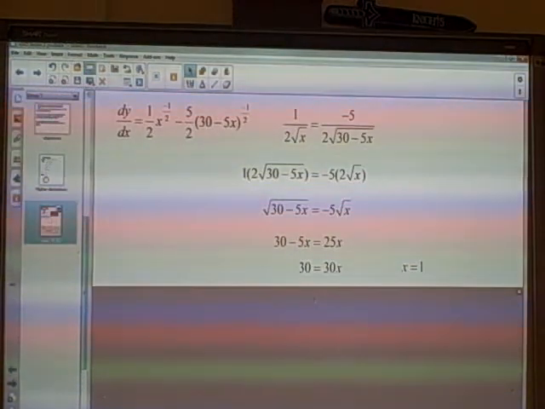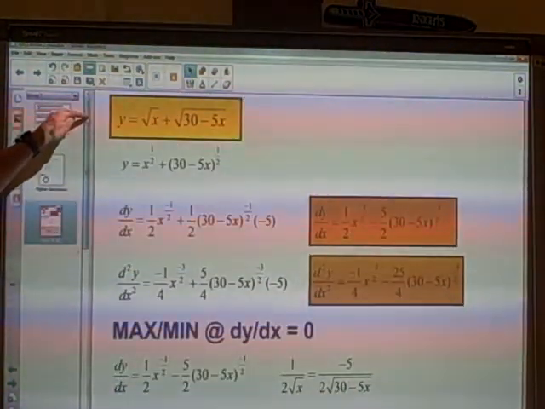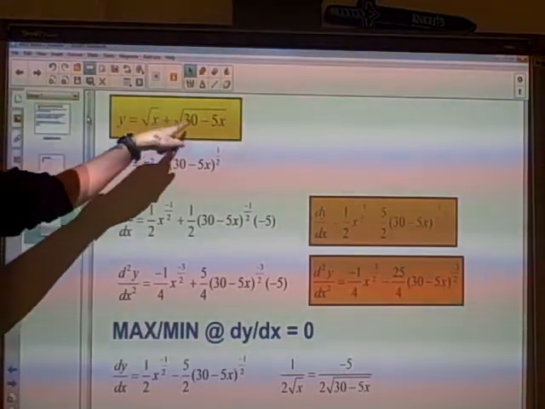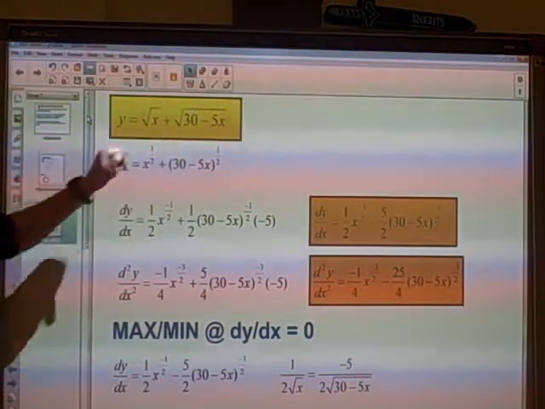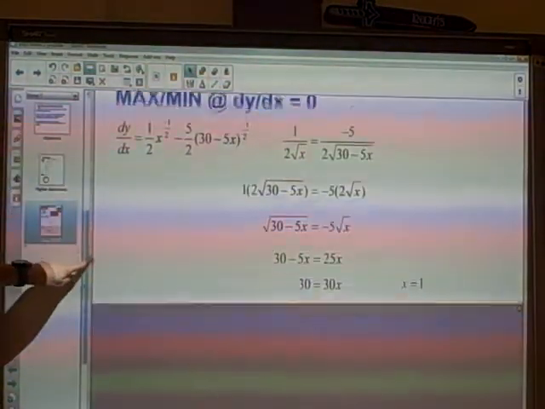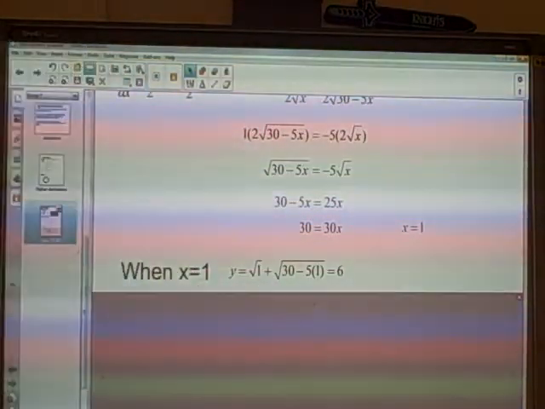X equals 1. Now we need to go back to the original equation now to find out what the y value is. So square root of 1 plus 30 minus 5 times 1, that's 25. Square root of 25, 5, 1 plus 5 is 6. So we found our x value, we've also found our y value by substituting in.